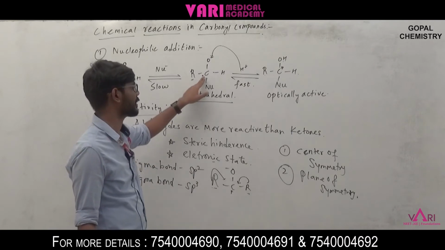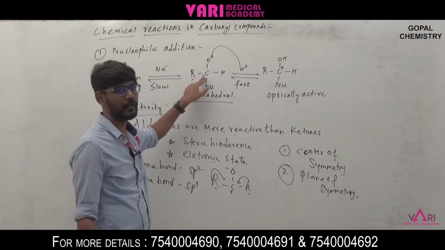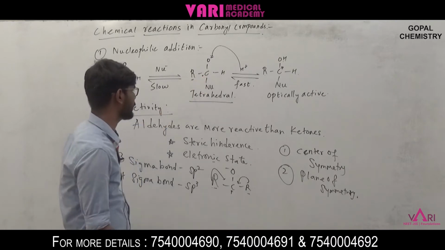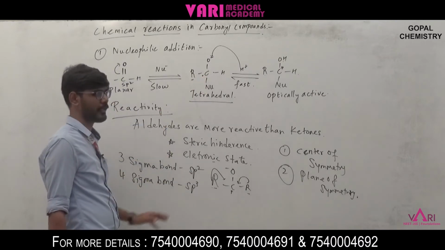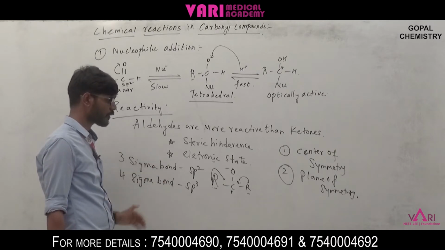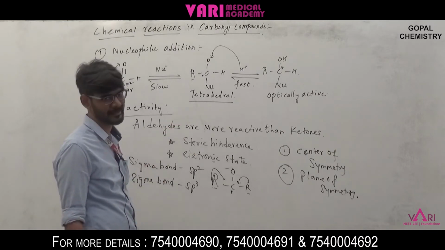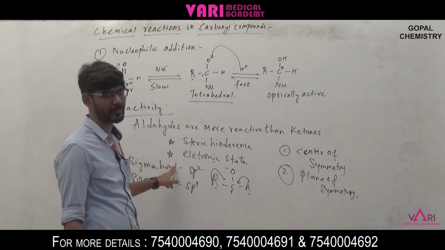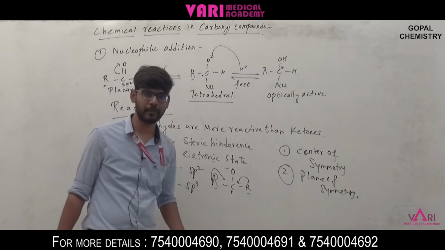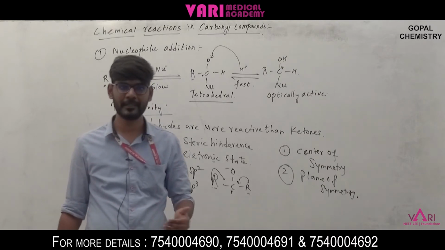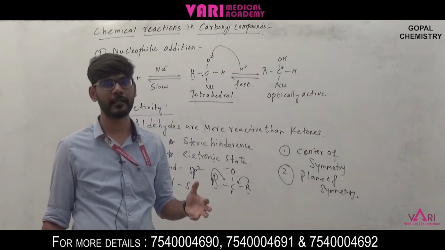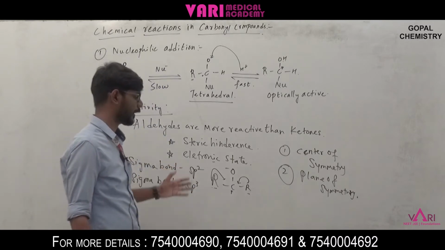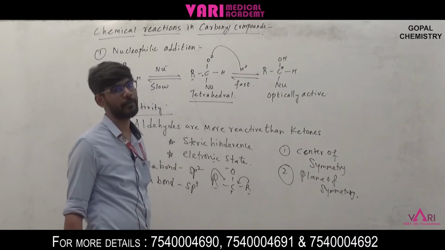So the positive charge of the carbocation will facilitate the reaction to get easily done. This is a very important fact. If you study the concept, you will easily understand it. One factor is steric hindrance and the next one is electronic state. Electronic state is nothing but how much the carbon is in a positive state. The more electron deficient the carbocation is, the faster the nucleophilic addition will be.